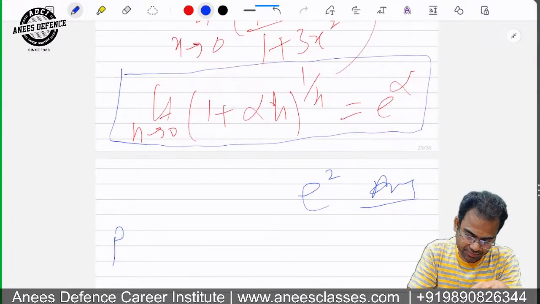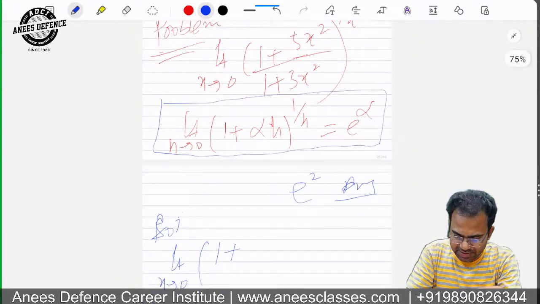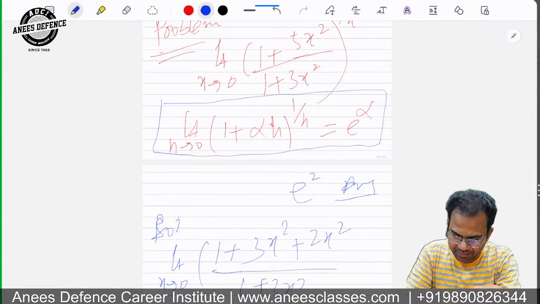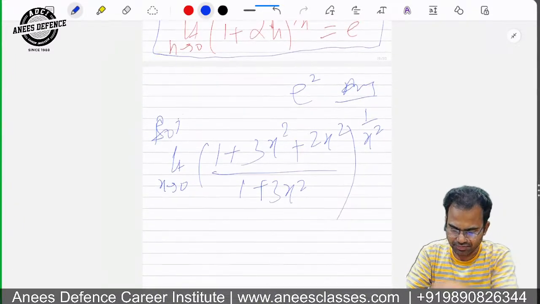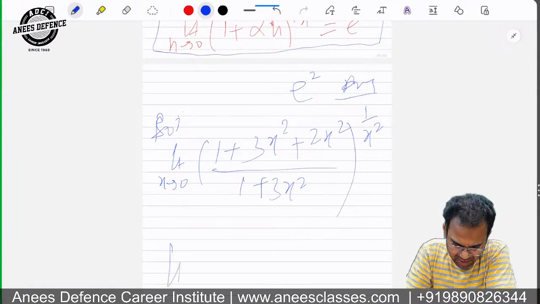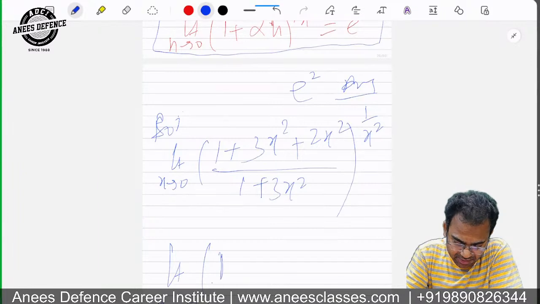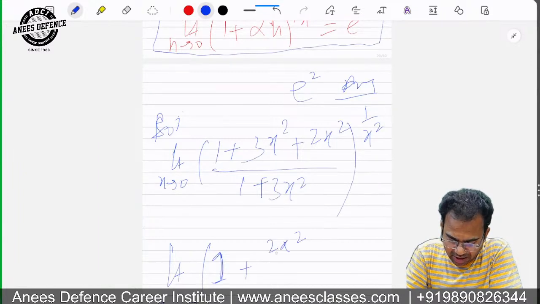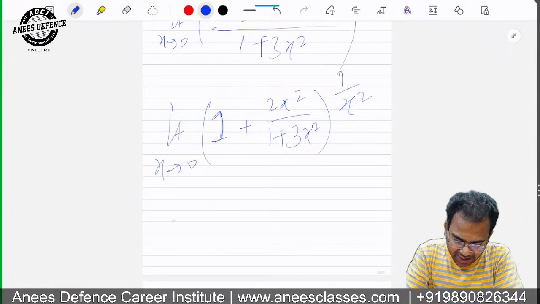I will solve for you. Limit x tends to 0. I can write 1 plus 5x square as 1 plus 3x square plus 2x square, whole divided by 1 plus 3x square, whole to the power 1 upon x square. Now I will divide 1 plus 3x square by 1 plus 3x square. It will be 1 plus 2x square upon 1 plus 3x square, whole to the power 1 upon x square. You can see this is the 1 plus h. Okay. So I have to write 1 by h.